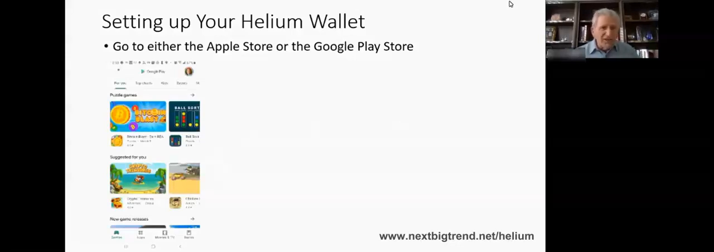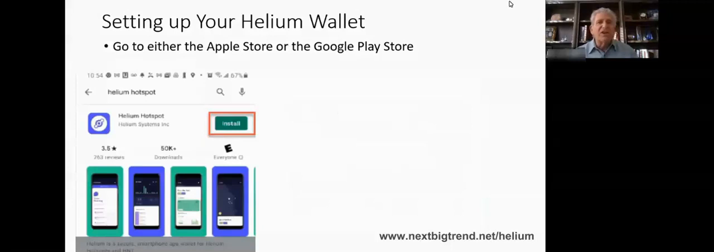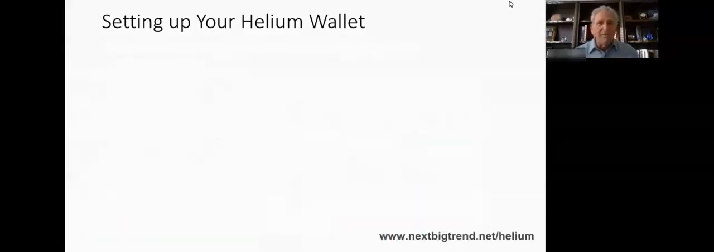So basically, on the Google Play Store, you go in, you search for Helium Hotspot. Now, there's several different apps that have the word Helium in it. So make sure it's got that logo that you see here. Then you know you've got the right app. I think some of them are maybe a dating app or something like that. You're not going to get quite the same results. So you go ahead and click on that. You're going to go ahead and install the app. Then after it installs, you open it up.